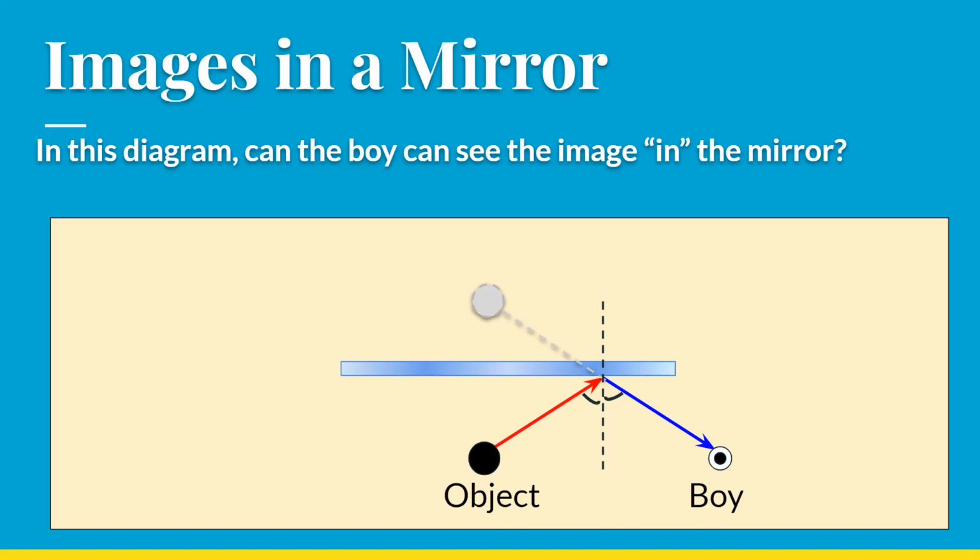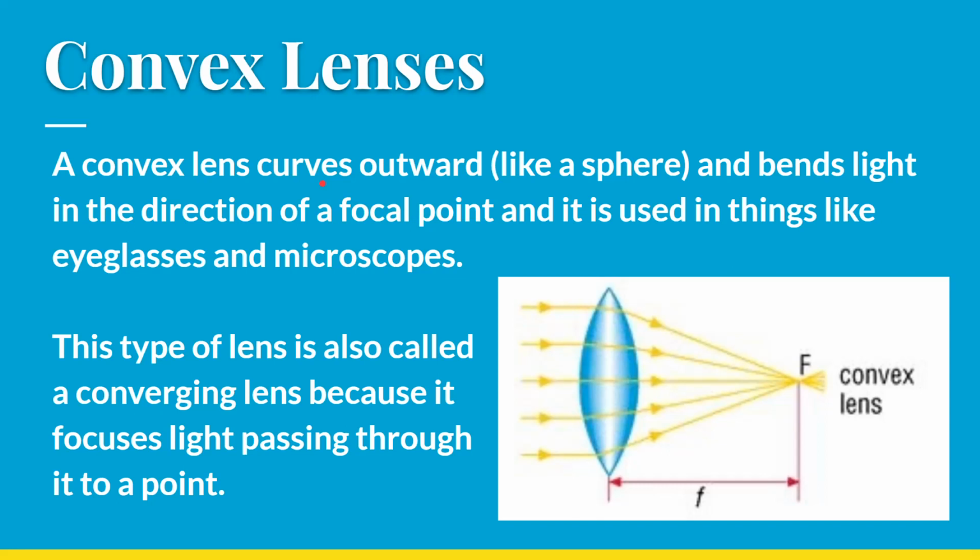So again, you should be able to figure this out. Here's your object, and your virtual image is going to appear the same distance from the mirror, pretty much in line with it. So if you can trace a line of sight like this and it crosses the mirror's surface, you can see the object. All right, so that's mirrors. Plane mirrors are pretty easy.